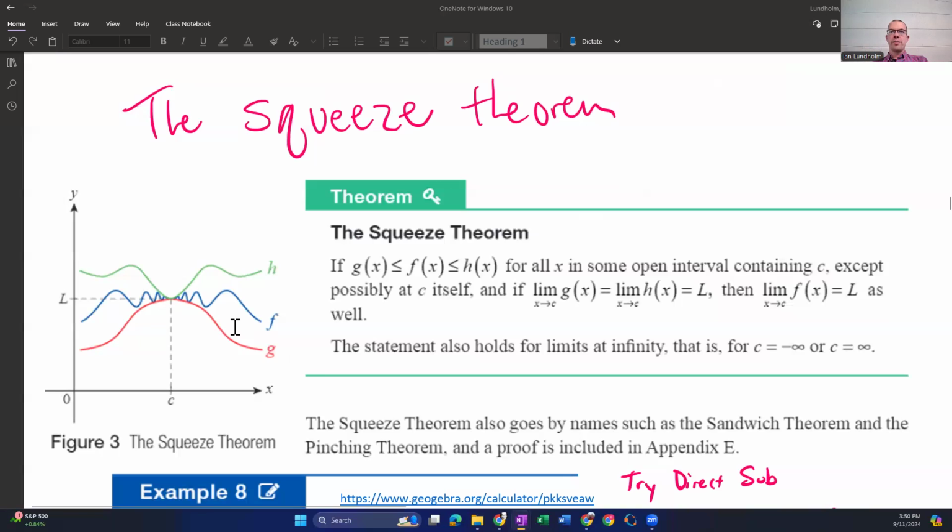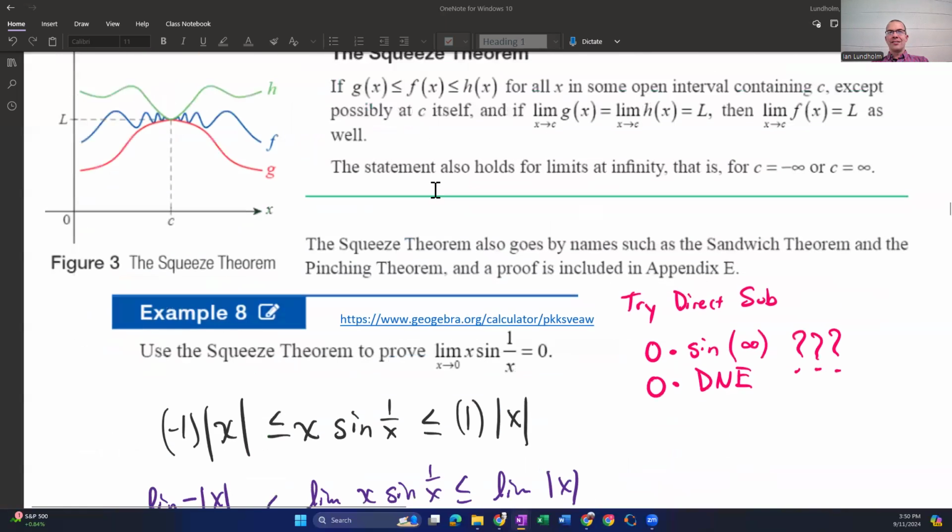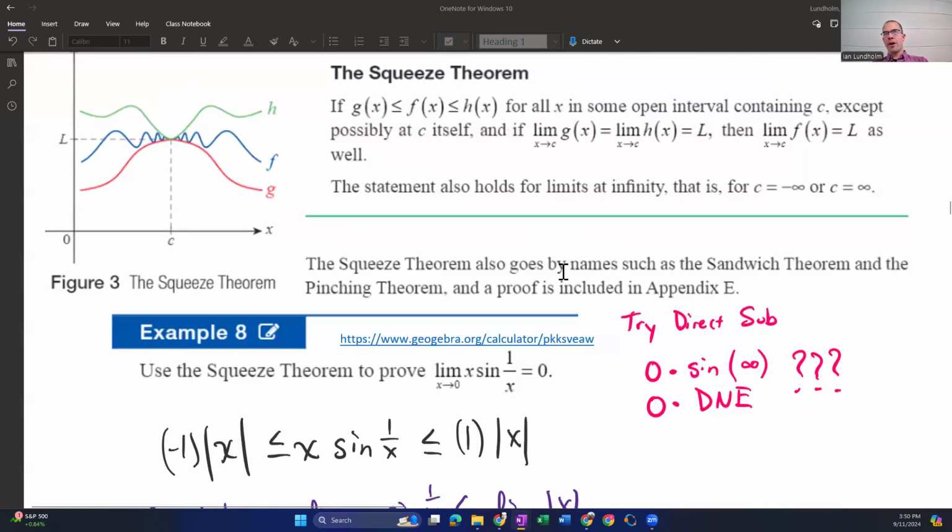And so, if we can show that these two limits exist and they both equal the same number, then by the squeeze theorem, we can conclude that the middle misbehaving function also shares that limit. On the street, the squeeze theorem also goes by the sandwich theorem or the pinching theorem. And yes, there is a proof in the back of our book. For right now, we're not worried about that.